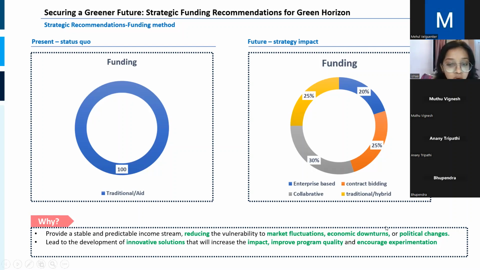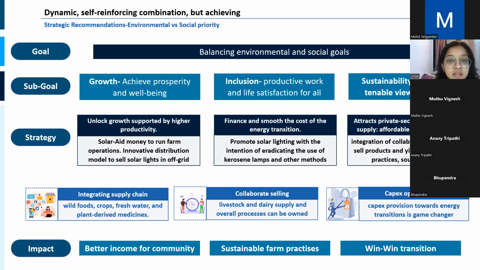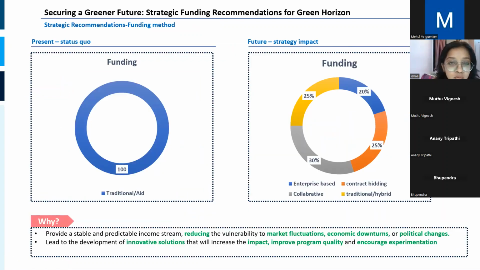Yeah, so why we recommend this: it will reduce their vulnerability. They are facing a huge problem of market fluctuation, where the funds they are getting from the idea owners are decreasing because people are not willing to invest more. This kind of method can help them reduce the market fluctuation problem the NGO is facing, and they can also eradicate the effect of economic downturns. Yeah, so proceeding forward with the next.